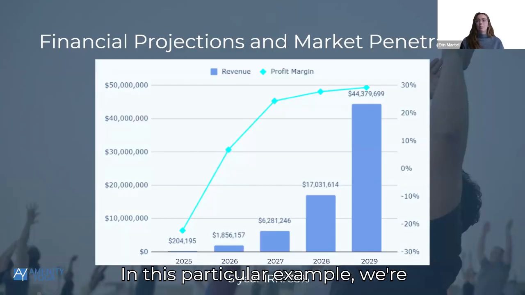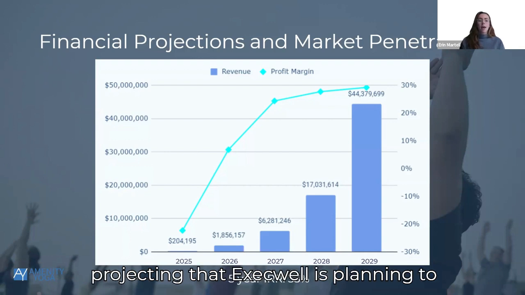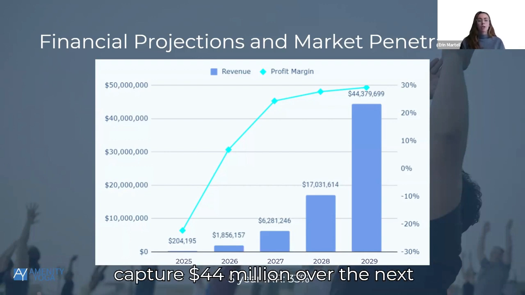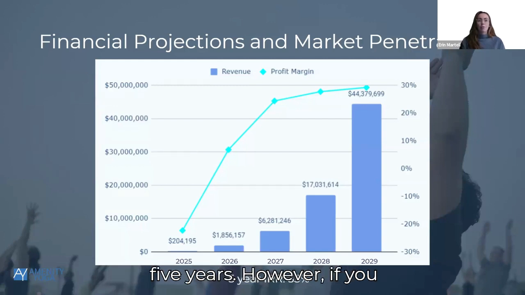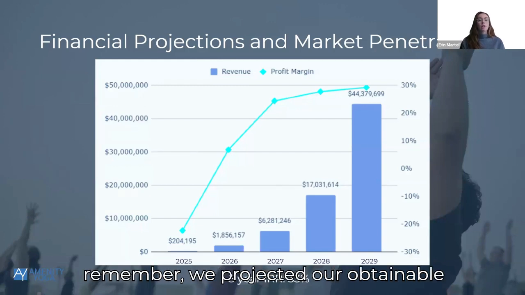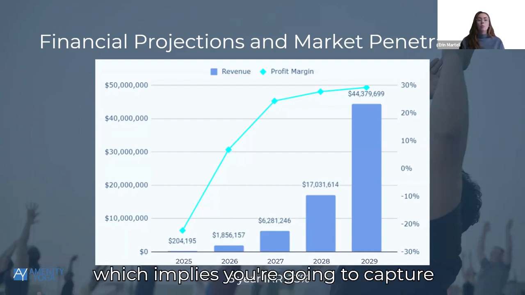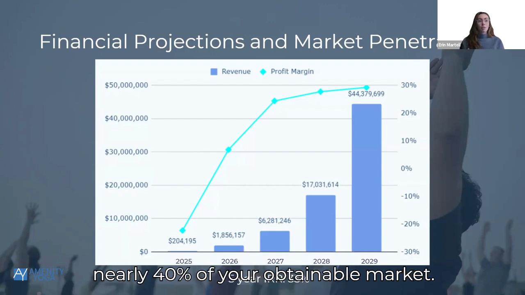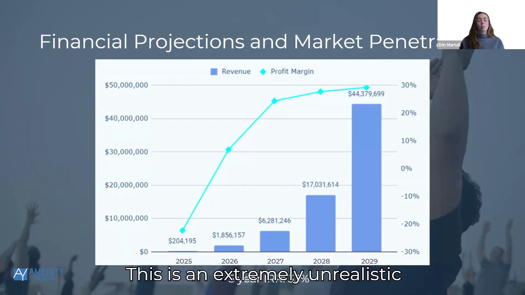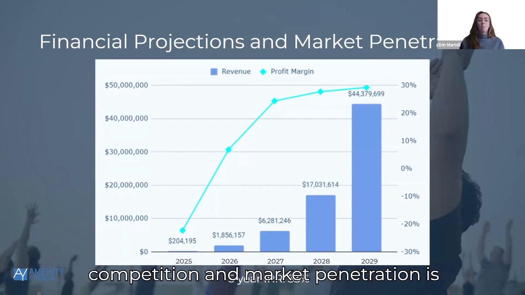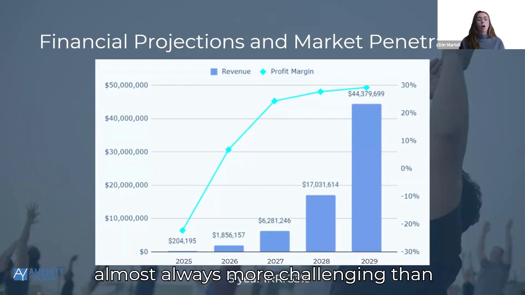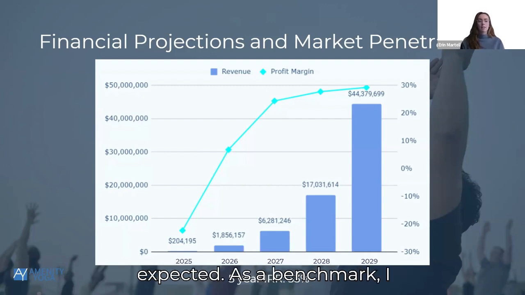In this particular example, we're projecting that ExecWell is planning to capture $44 million over the next 5 years. However, if you remember, we projected our obtainable market size to be $120 million, which implies you're going to capture nearly 40% of your obtainable market. This is an extremely unrealistic scenario. There will always be competition, and market penetration is almost always more challenging than expected.